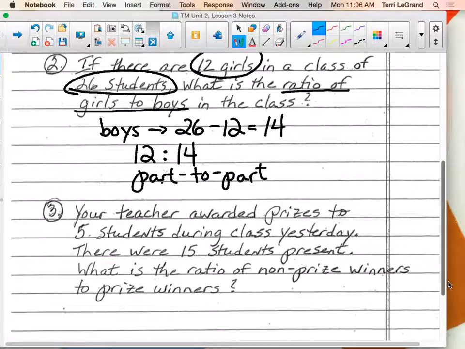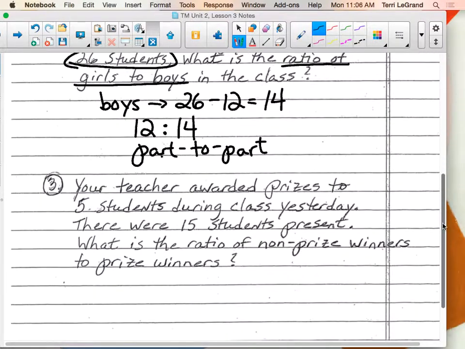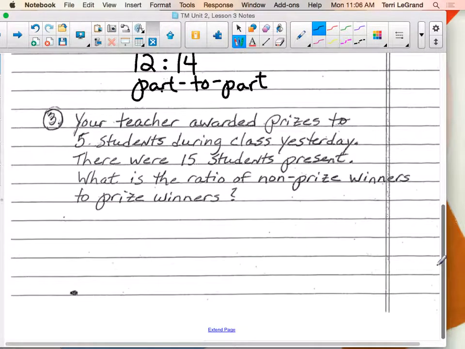Okay, then let's do one more here together. Your teacher awarded prizes to 5 students during class yesterday. Well, there was no class yesterday. How did I do that? There were 15 students present. What is the ratio of non-prize winners to prize winners? Ratio of non-prize winners to prize winners. That's the order. Order matters in ratios. I can't say that enough. Order matters in ratios. And then the other thing that matters is what are you actually supposed to be comparing?